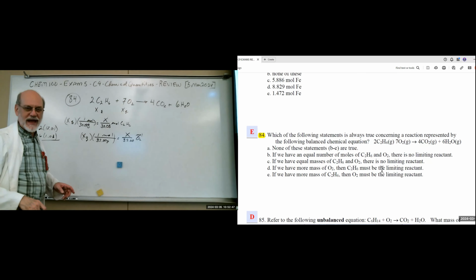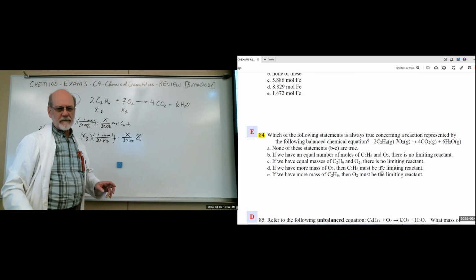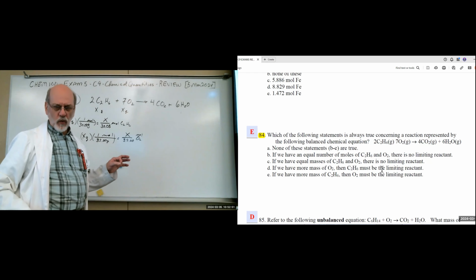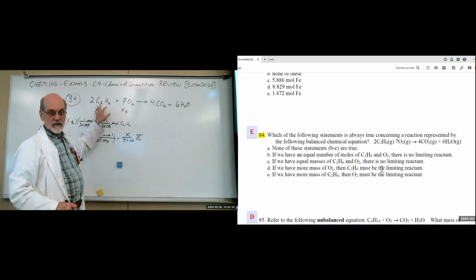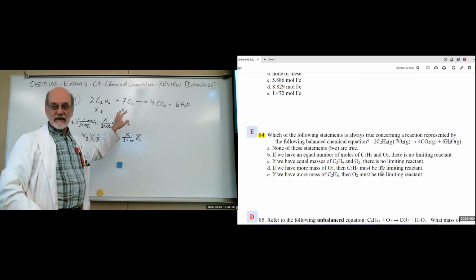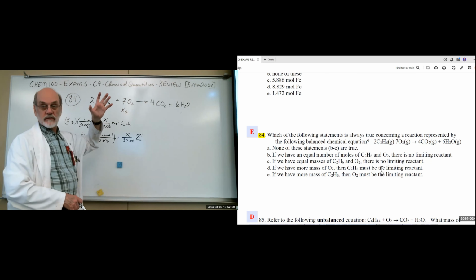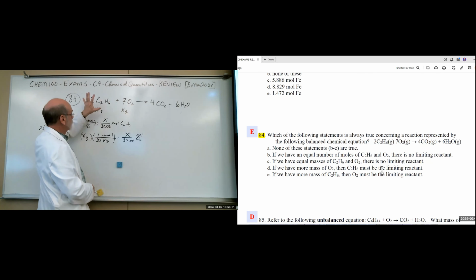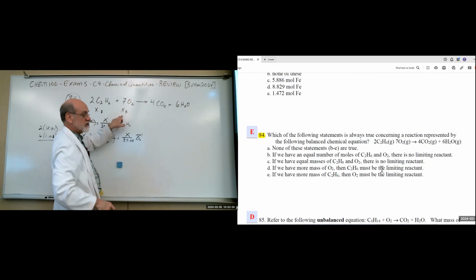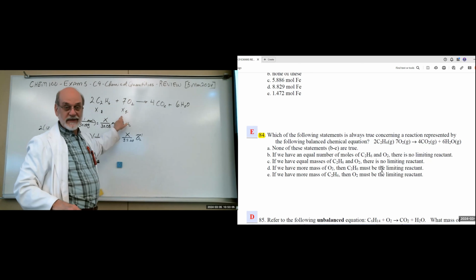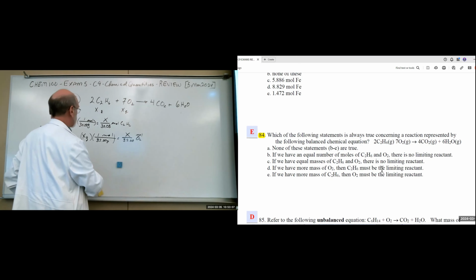If we have equal masses, well, let's go back to B. If we have equal numbers of moles of these two, there's no limiting reactant. Well, let's just say we have 2 moles, equal number of moles. If we have 2 moles of this and 2 moles of that, you don't have enough oxygen. That's limiting. So B is false.